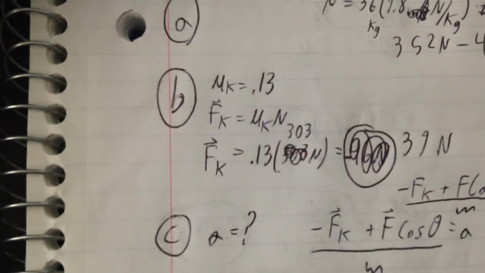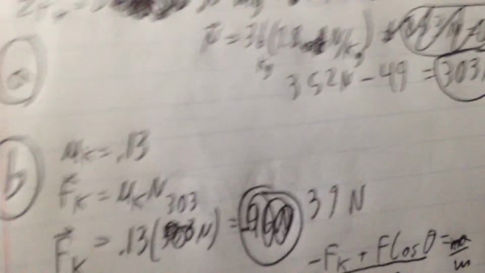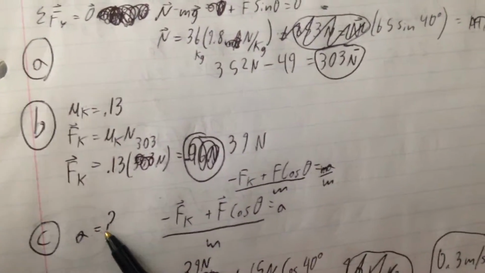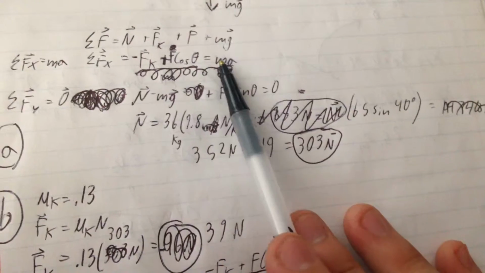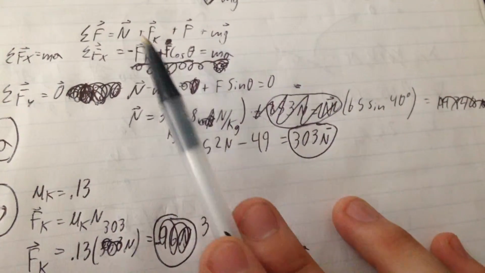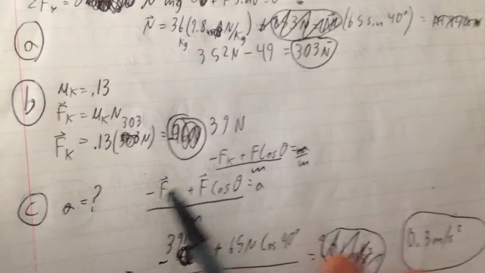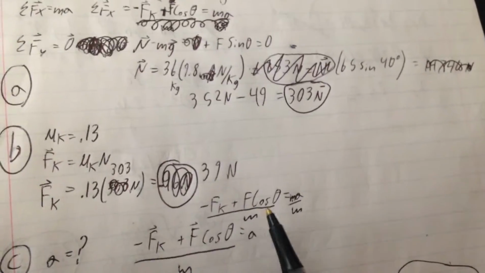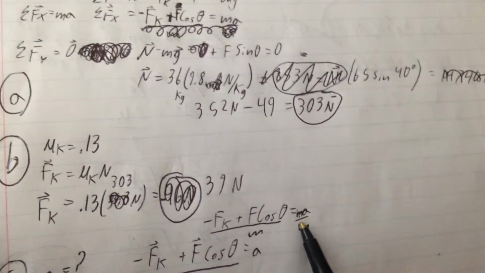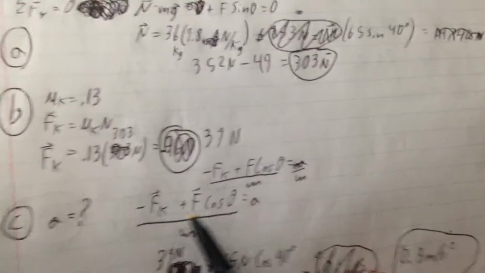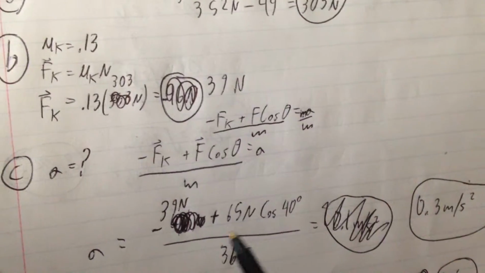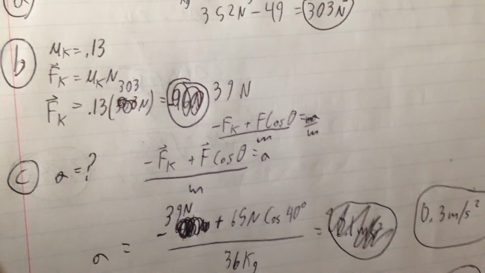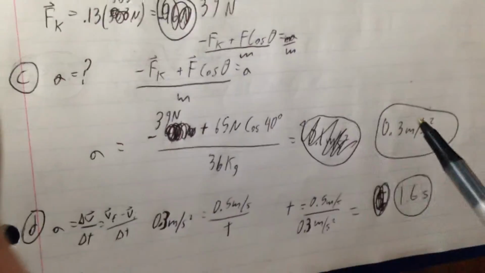Part C: what is the acceleration if it's pulled with a 65 newton force at 40 degrees? Well, you can find acceleration by coming back up here. You know the mass, you know the force, and now you know the kinetic friction. So you can bring this down here and divide by the mass to get acceleration on its own. Then you multiply those out, or add those two, and divide by 36. It gives you 0.3 meters per second squared.